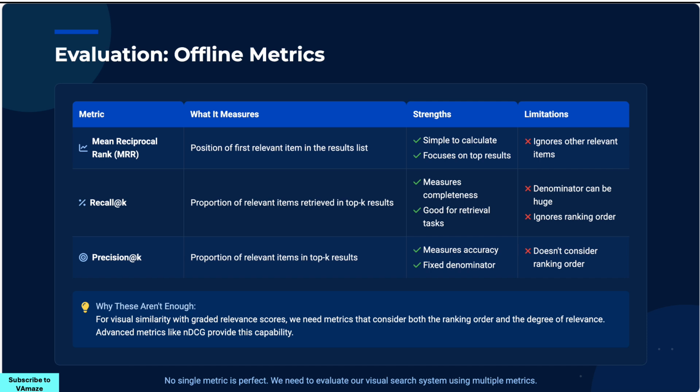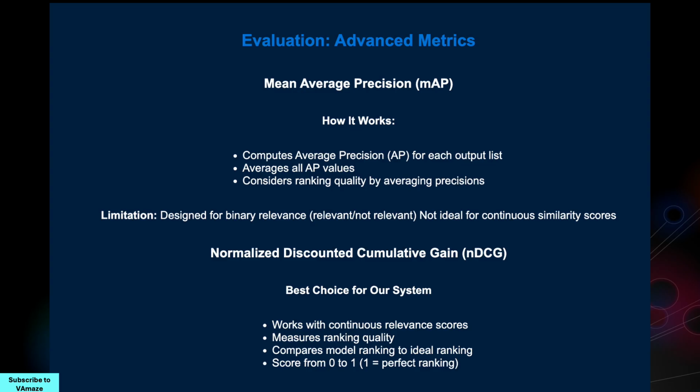For evaluation, we assume we have a dataset where each query image has several candidate images, and each candidate has a similarity score, let's say from 0 to 5, where 0 means completely dissimilar. We don't want to return all of them, just the most similar ones. Precision at K measures what proportion of our top K results are actually relevant. This is better, but it doesn't consider ranking order. Whether we put the best result first or last, precision stays the same.